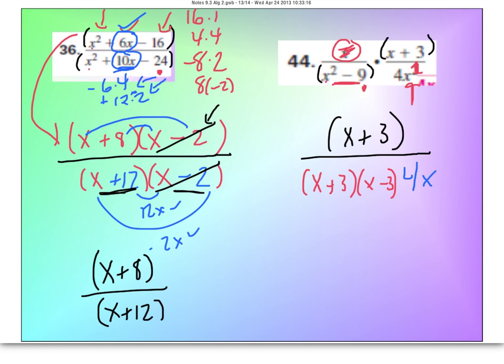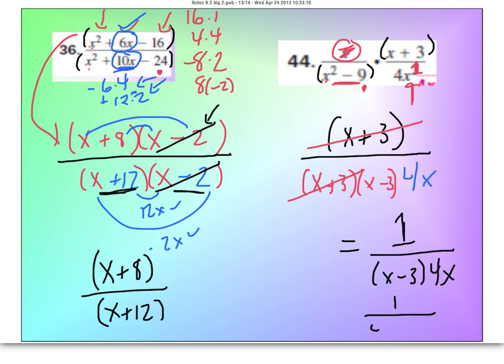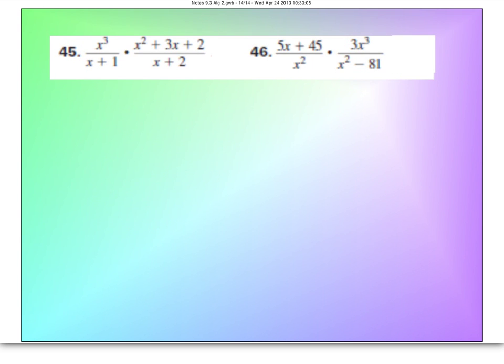What crosses off naturally here is an x plus 3 and an x plus 3. Be careful, there's nothing left on the top. So you have to put something there, either a 1 or a 0. A placeholder is just a 1 sitting there. If you put a 0, the whole thing disappears. So then I'm going to write it x minus 3 and 4x. And that would be your final answer. Typically, we write the monomial first, so you probably would see it written as 4x and then x minus 3 on the bottom.